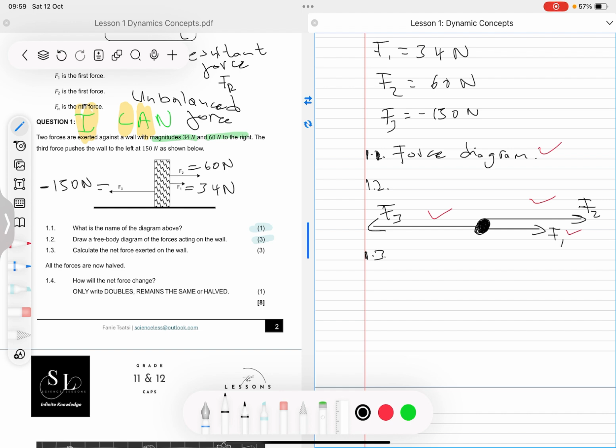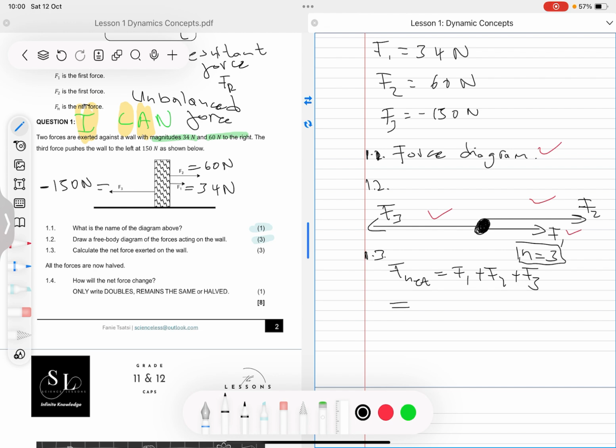Now question 1.3 says calculate the net force exerted on the wall. I mean, we expected this question, right, when we did our problem classification. So now this would mean we'll use the formula F net is equal to F1 plus F2 plus F3. Notice that N here is equal to 3, because you only have 3 forces. We'll end at the third force, right?